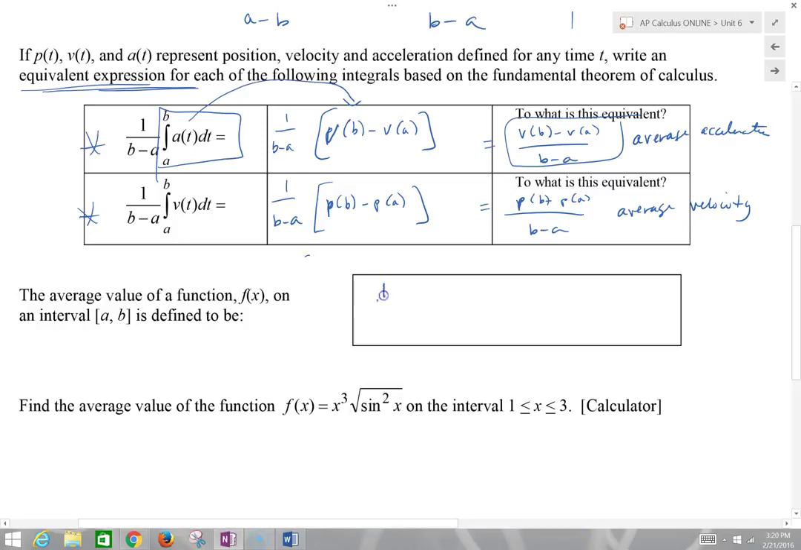It's going to be 1 over B minus A times the integral from A to B of the function f of x dx. So let's try it.